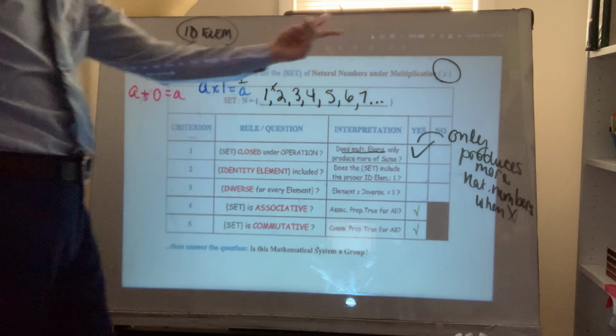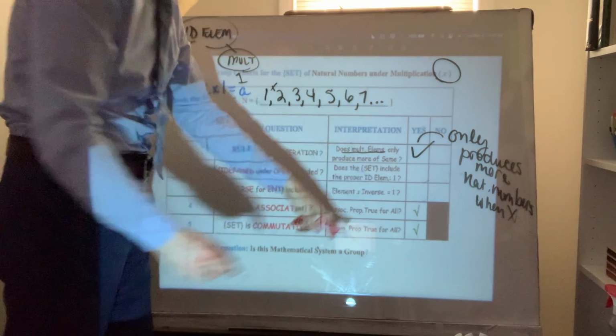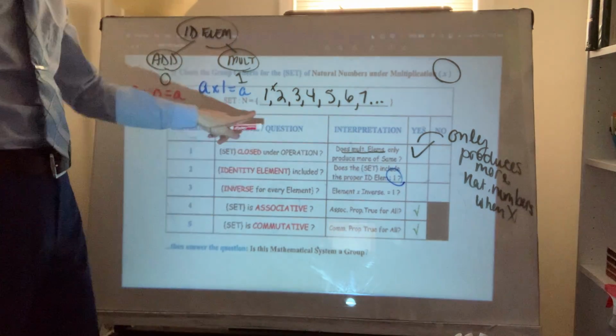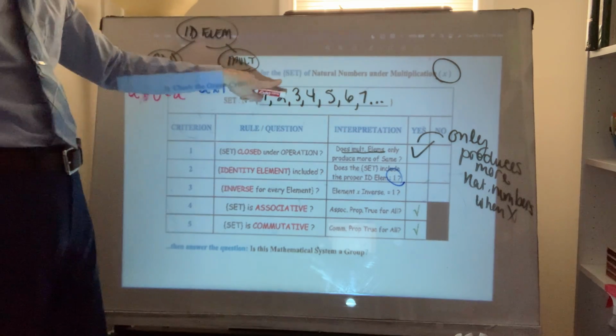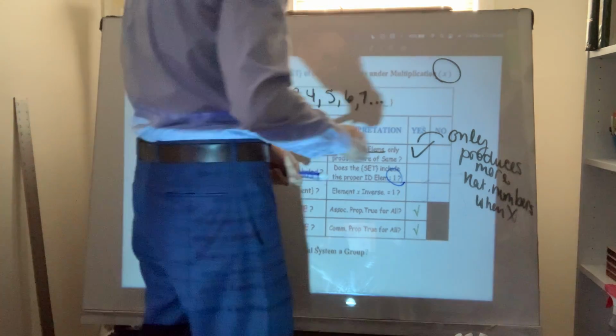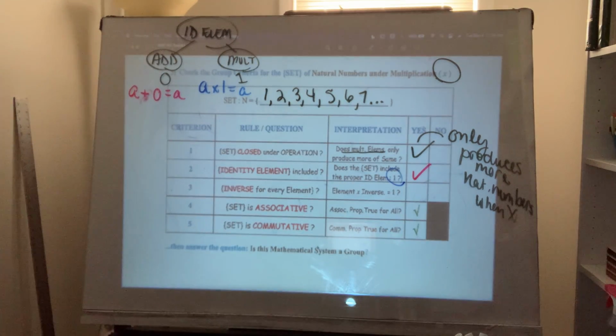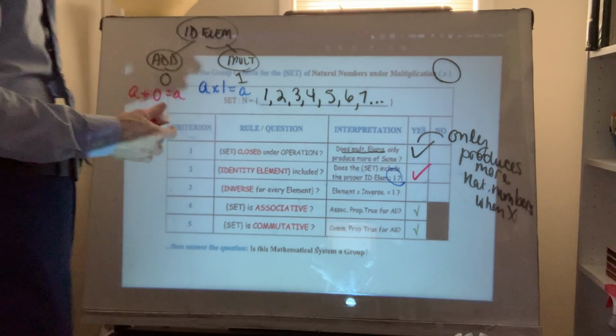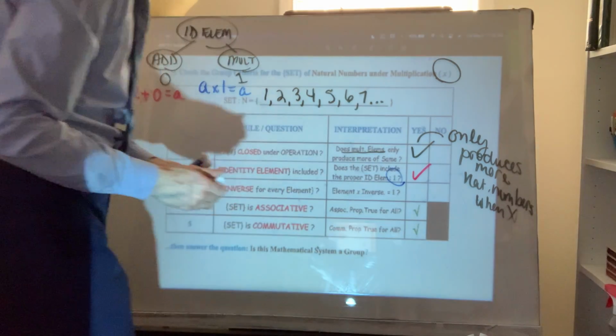So we're dealing with multiplication, all right? Is the number 1 included in the set of natural numbers here? And the answer to that is yes. All right, so far so good. Now the next thing is the inverses. Here's again a little diagram to remind you.